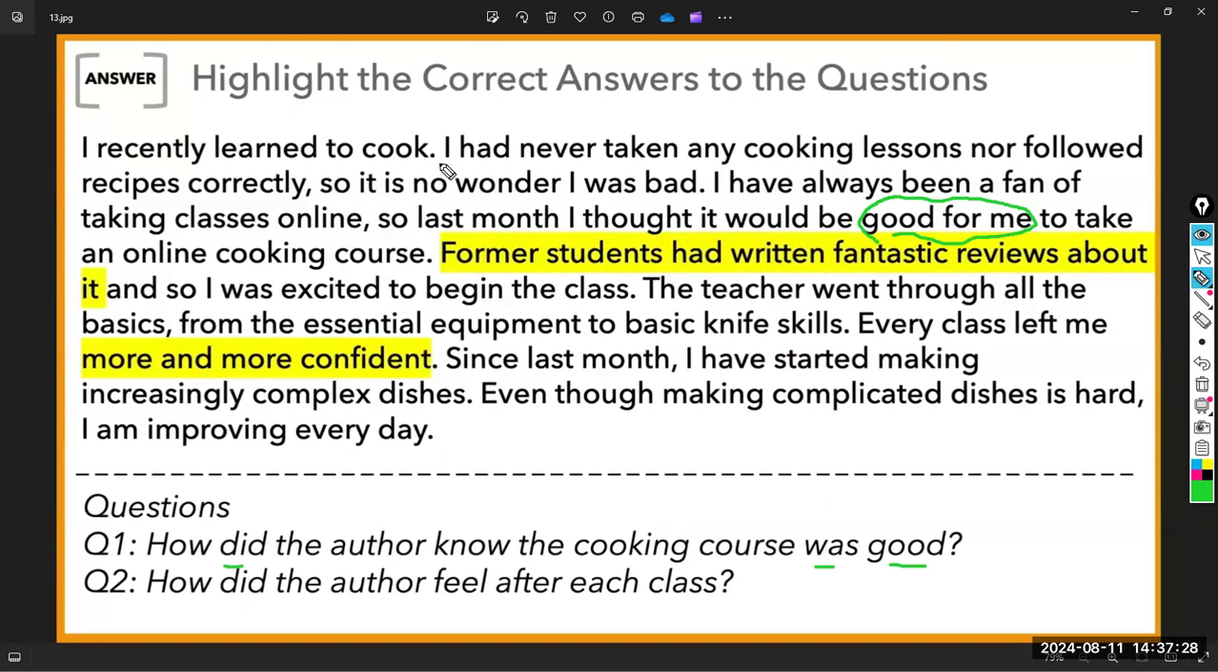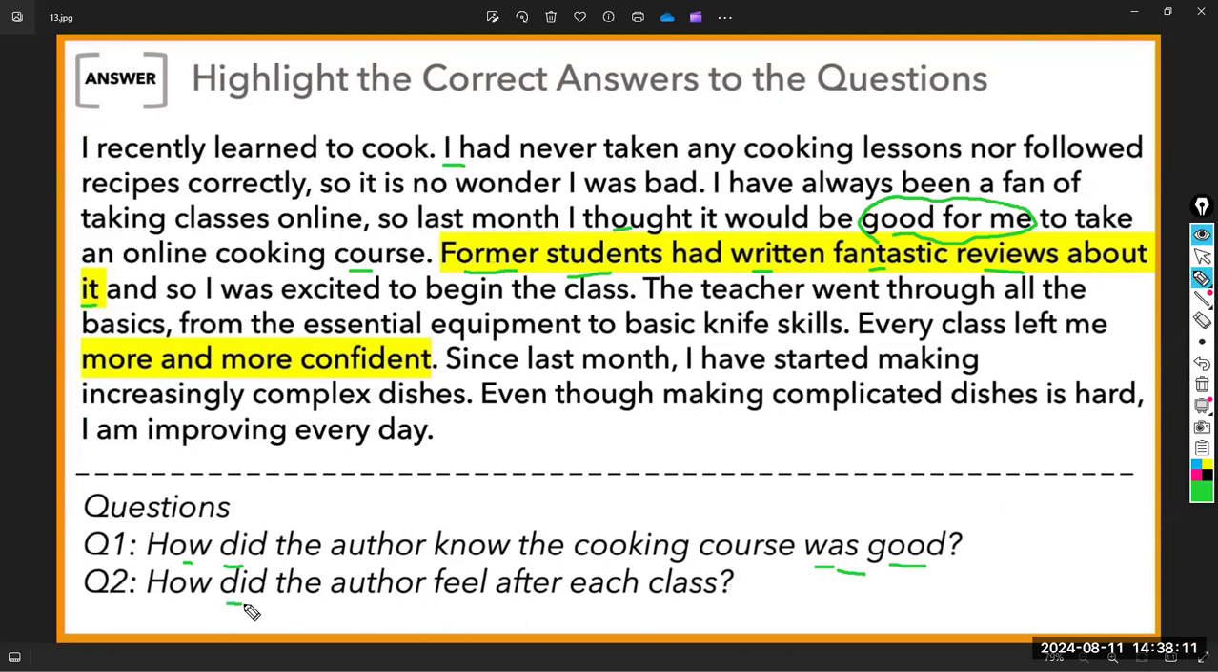We notice that in the beginning is he: I had never taken any cooking lessons, nor followed recipes correctly, so it is no wonder I was bad. I have always been a fan of taking classes online. So last month, this is the simple past, I thought it would be good for me to take an online cooking course. Again, how? Because former students had written fantastic reviews about this course. So this is the correct answer of question number 1.